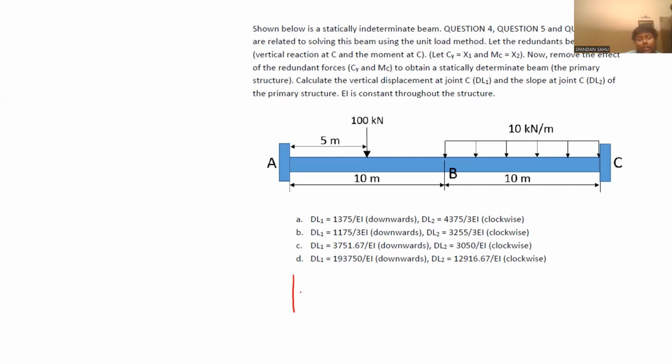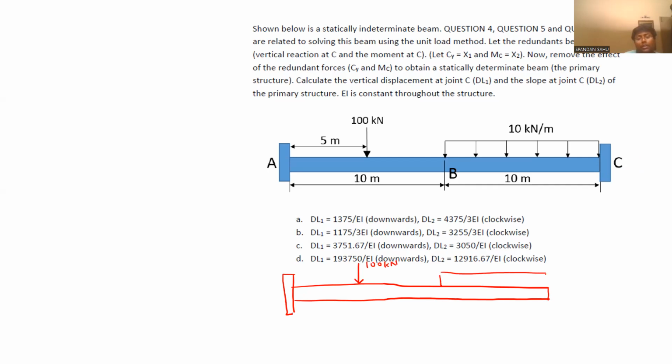So your primary structure will become a cantilever beam. This is 100 kilonewton, and this total is 10 kilonewton per meter. If we apply the displacement method, then it will solve easily.